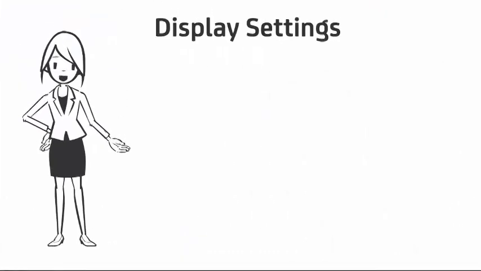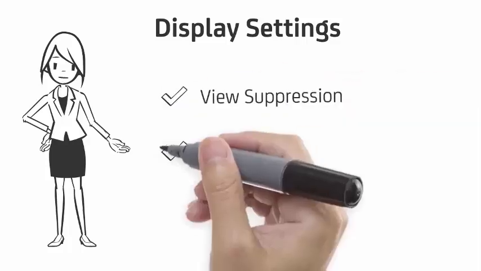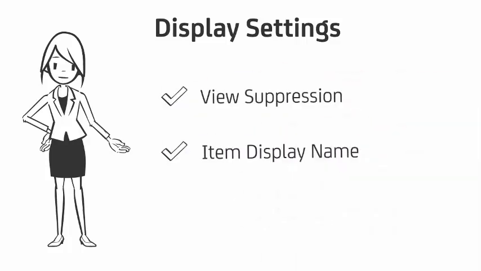Display settings control options that modify the data that appears in dashboards and views. There are two options available under the Display Settings menu, View Suppression and Item Display Name. First, let's take a look at View Suppression.